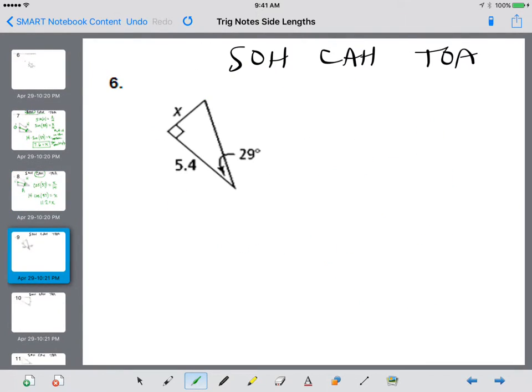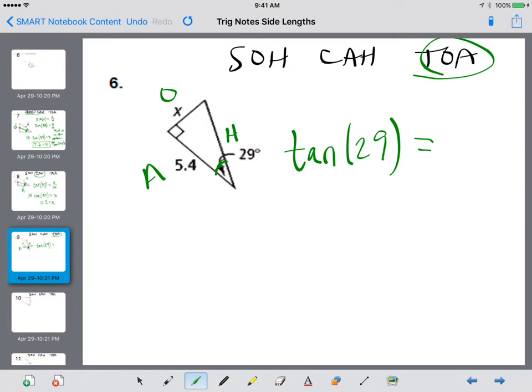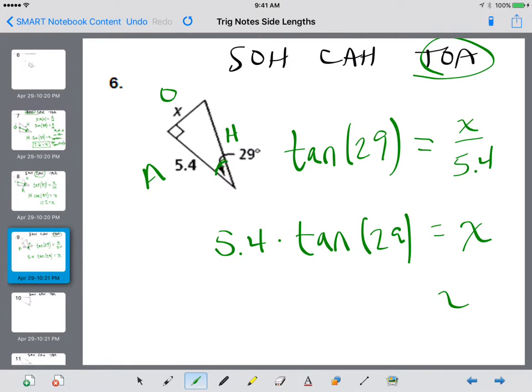Let's try the next example. Here is my angle. Across from the right angle, that's the hypotenuse. We don't have the hypotenuse. We have the opposite side of x and the adjacent side of 5.4. So we are going to use tangent this time. So we have the tangent of 29 equals the opposite side of x over 5.4. Numbers in the bottom again, so we're going to multiply. So we're going to go 5.4 times tangent of 29. That will give me x.